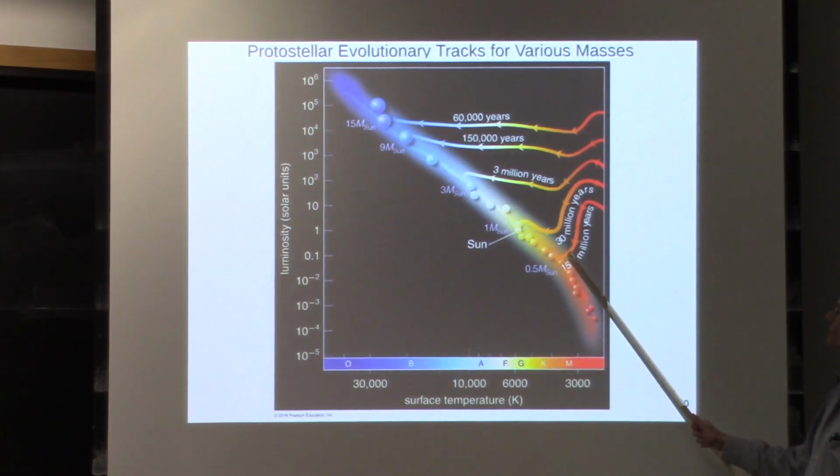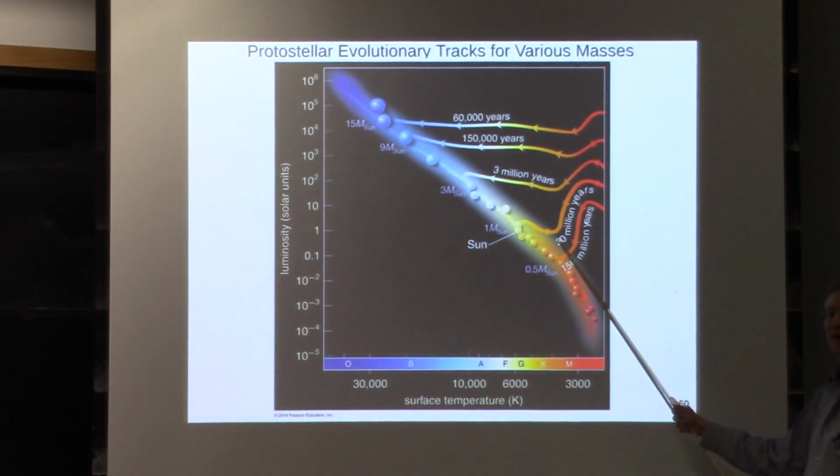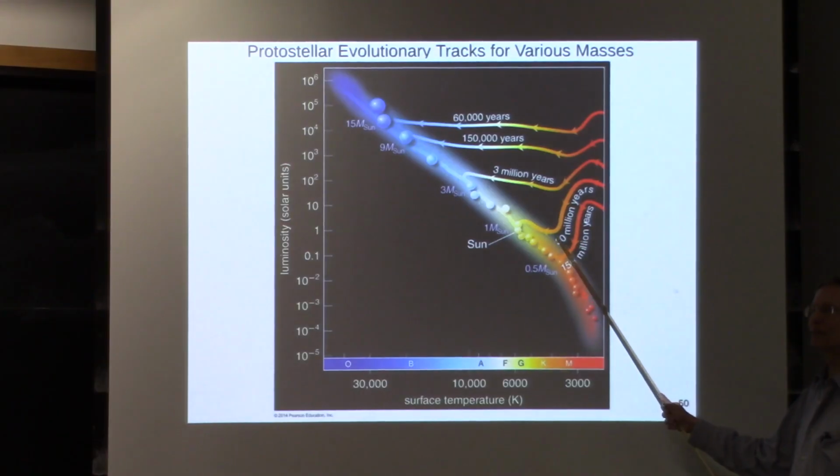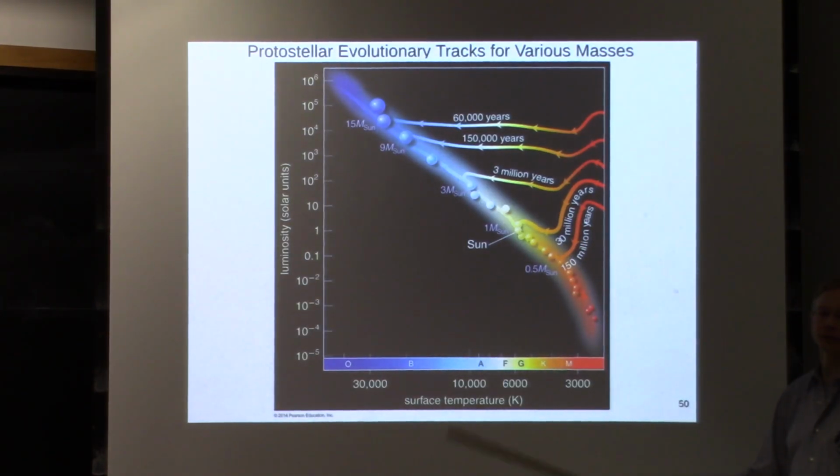If the sun lived 30 billion years on the main sequence, this would only be 1/1000th of that. Well, it's more like 10 billion years, so it's like 1/300th of that, right? So the sun took only about 1/300th as long to collapse to reach the main sequence as it will spend on the main sequence, right? So keep that in mind.